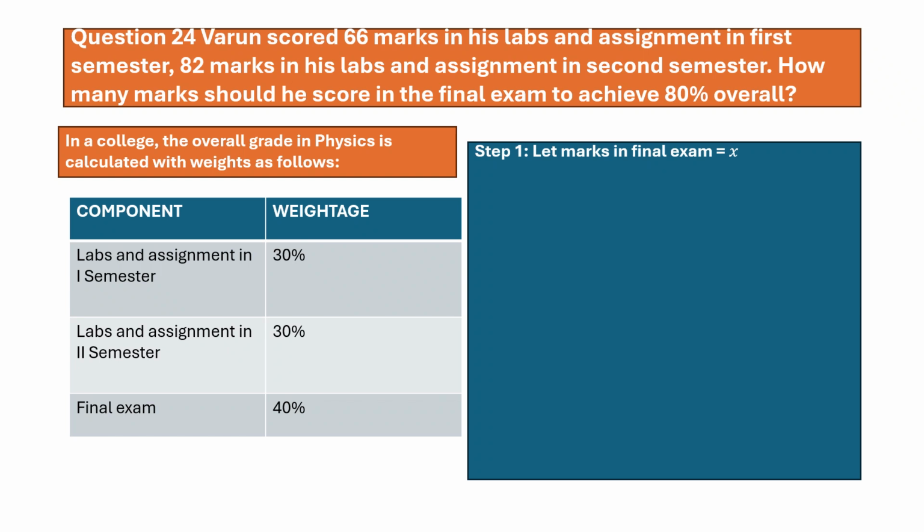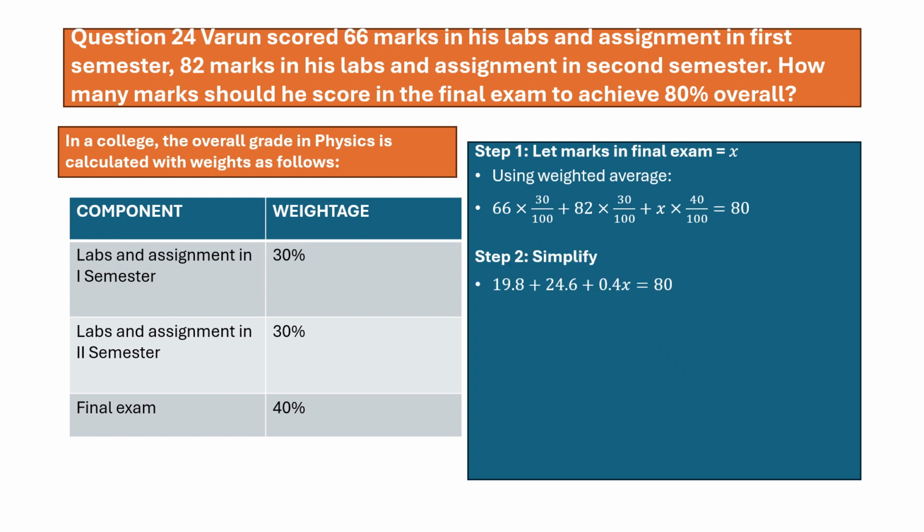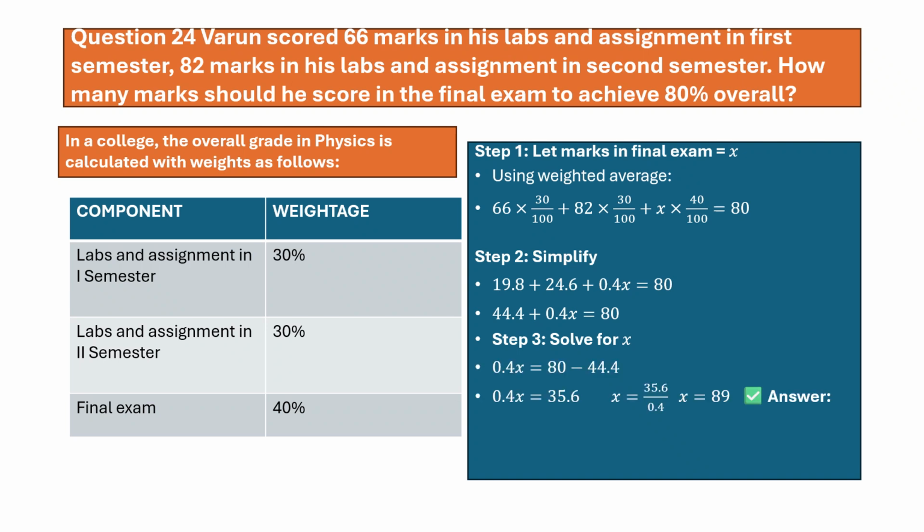Let the marks in the final exam, which we don't know, be the variable x. Using the weighted average, as I have taught you in the previous questions, you have to take 66 marks at 30%, then again 30%, and then 40%. Likewise you have to take one mark at a time, taking the percentage. Then you need to simplify. You can put it in decimal form, which is equal to 80. Using the linear equation rules, you will find the value of x as 89. So your final answer is 89 marks.